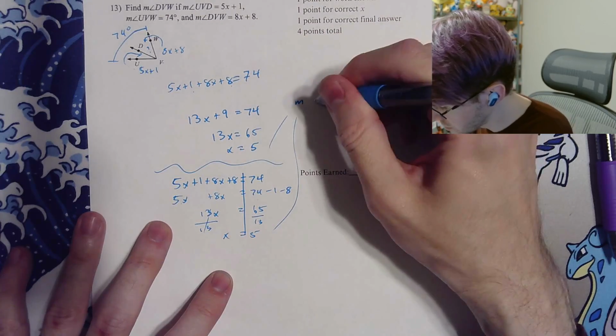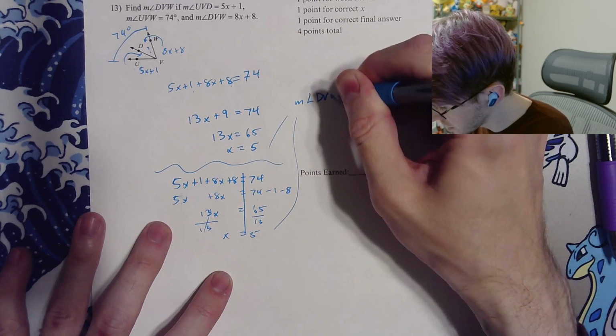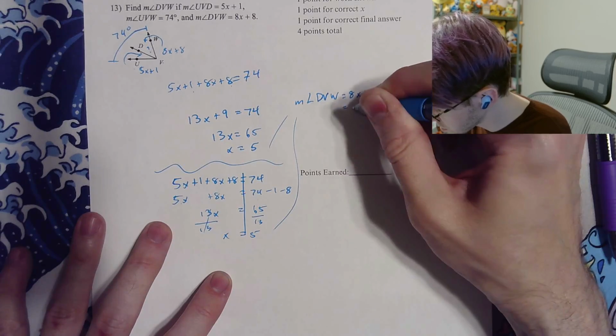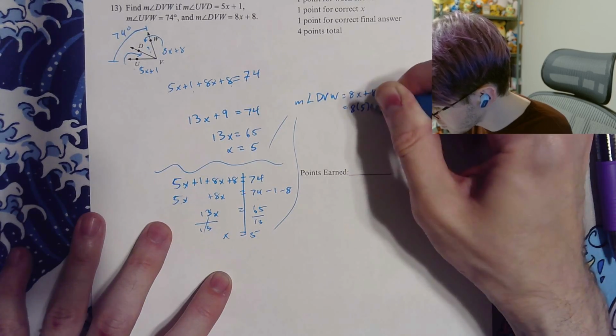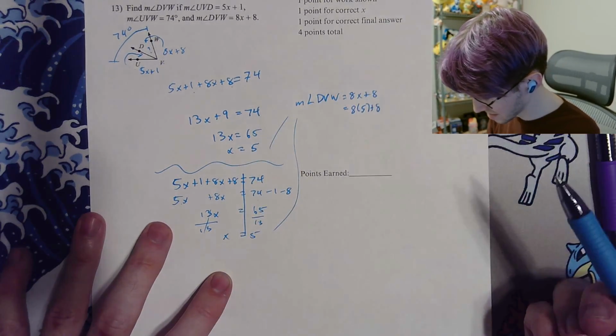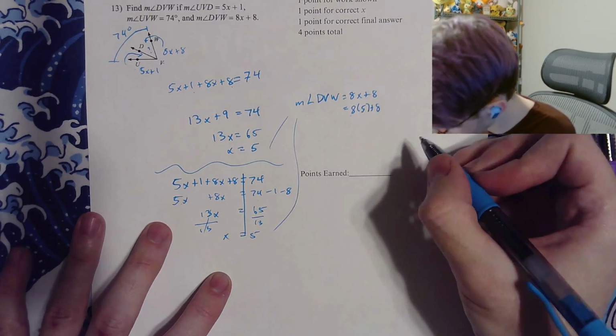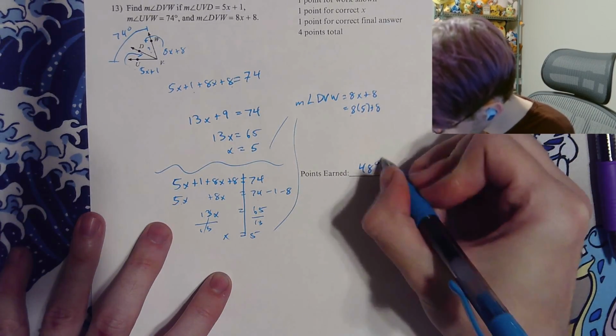Regardless of what you do, it doesn't matter which one you do, you have to plug it in, because the measure of angle DVW is equal to 8x plus 8, which is equal to 8 times 5 plus 8. We figured out that x equals 5, replacing that x with the 5. Throw it into your calculator. 8 times 5 is 40. 40 plus 8 is in fact 48 degrees.